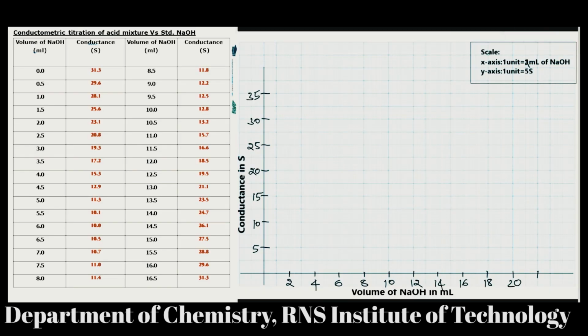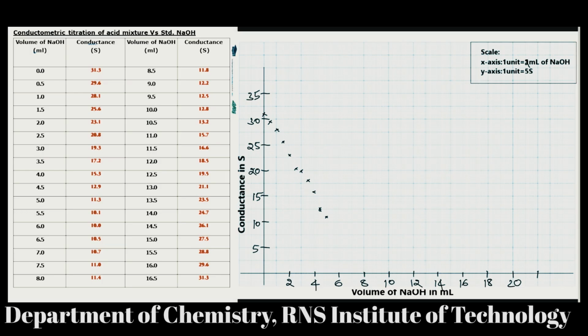The values which I got during the instrumentation are as follows. The initial reading was around 31.3. For 0.5 ml, it was 29.6; 1 ml, 28.1; 1.5 ml, 25.6; 2 ml, 23.1; 2.5 ml, 20.8; 3 ml, 19.3; 3.5 ml, 17.2; 4 ml, 15.3; 4.5 ml, 12.9; 5 ml, 11.3.